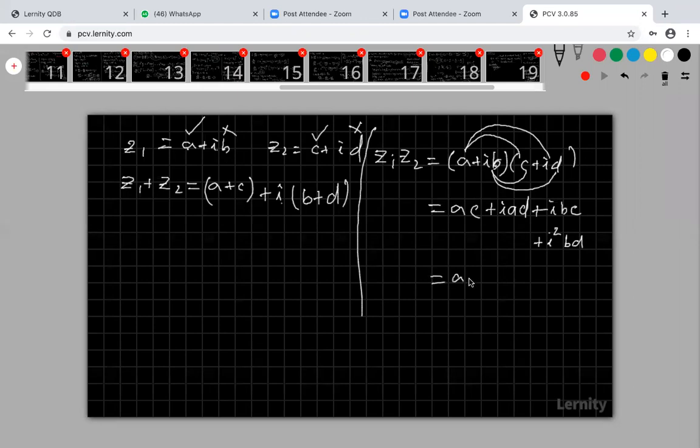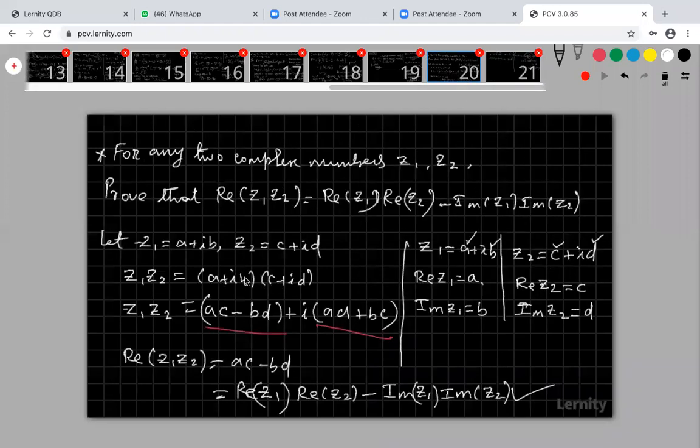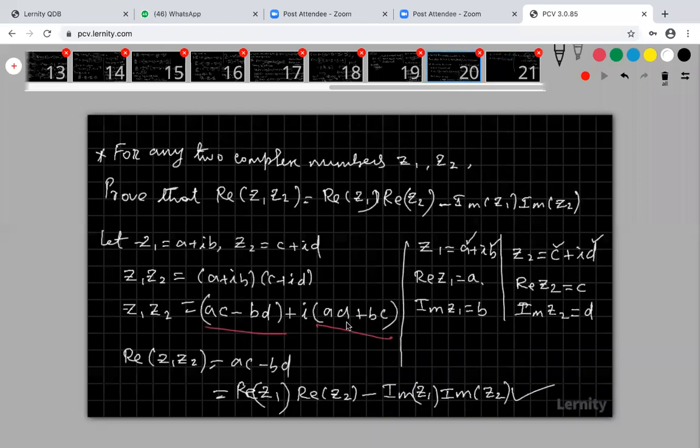So now look at that. This is my AC. What is my I square value? Minus 1, so minus BD, because here there is no I. Because my I square value is minus 1, I square vanishes. I will get minus 1 here, minus BD only. There is no I. But look at these two terms. Taking I commonly, AD plus BC. This we have already proved in our previous classes. Multiplication of two complex numbers is nothing but AC minus BD plus I into AD plus BC.